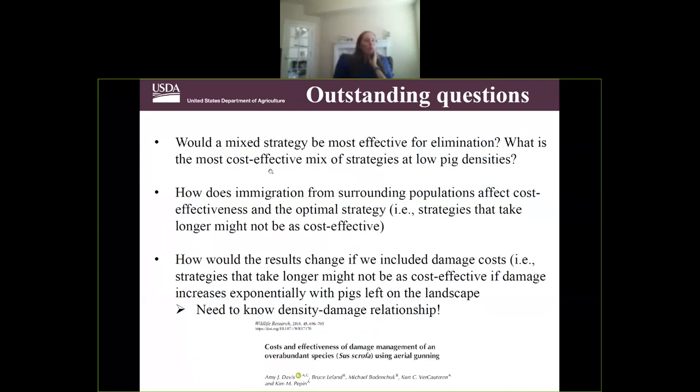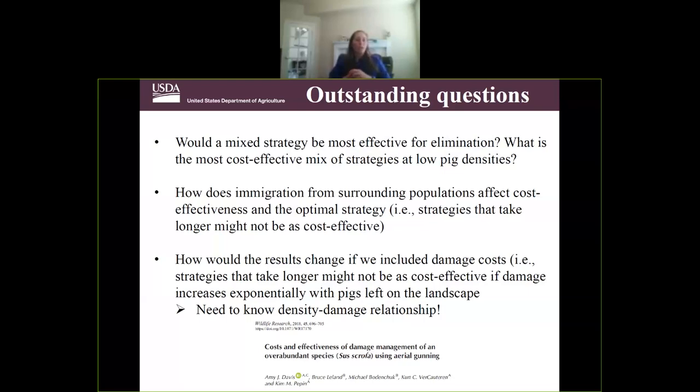And so some outstanding questions are, would a mixed strategy be most effective for elimination? And what would be the most cost-effective mix of strategies at low pig density? So we saw that the tool alone might not be cost-effective at low pig densities, but no tool is super cost-effective at low pig densities. It's always hard to get pigs at low pig densities. And so it would be useful to compare the cost effectiveness of this tool at low pig densities relative to others and see which mix of strategies could be best. And then also we didn't look at how immigration from surrounding populations affects cost effectiveness.